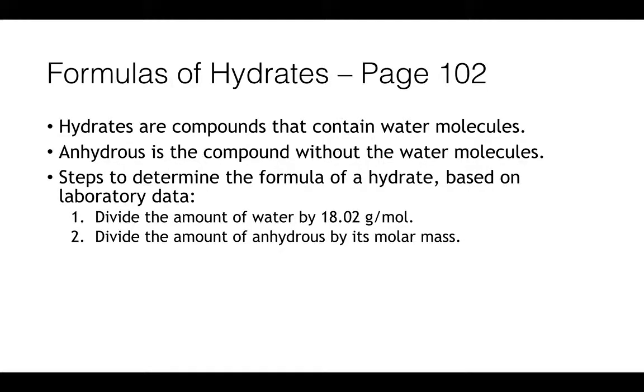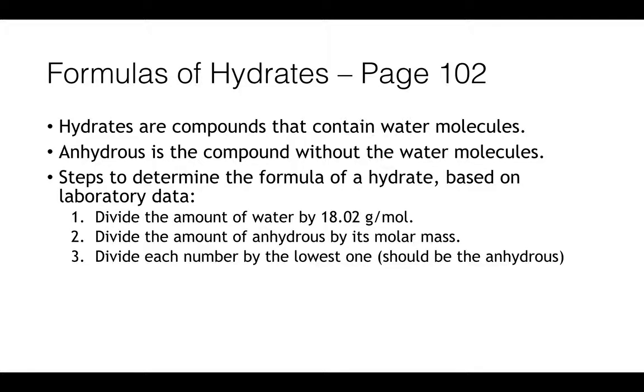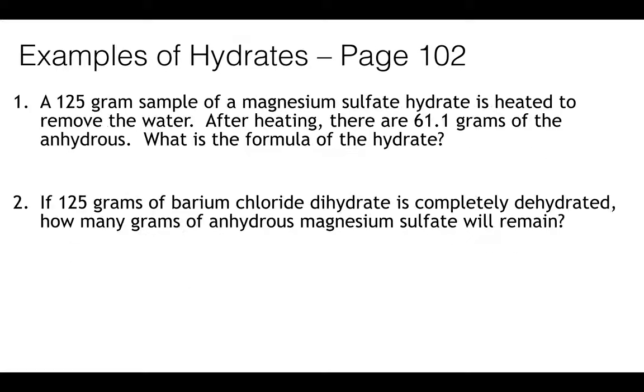Step number 2, divide the amount of the anhydrous by its molar mass. Step number 3, divide each number by the lowest one, and this should be the anhydrous, because we only want 1 mole of the anhydrous. And then we're going to write the formula. So I'm going to go over these examples in class, but you should try them. They're pretty easy. It can be complicated, but just follow my steps and you'll be fine. And then we're going to practice more of these in class as well.